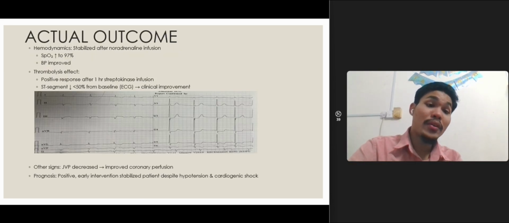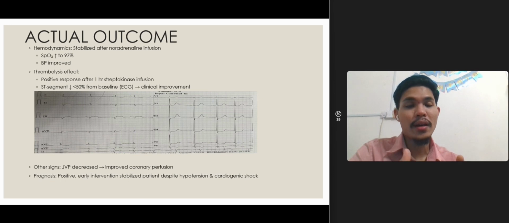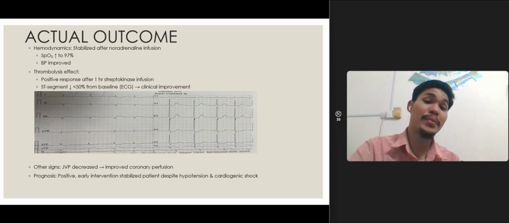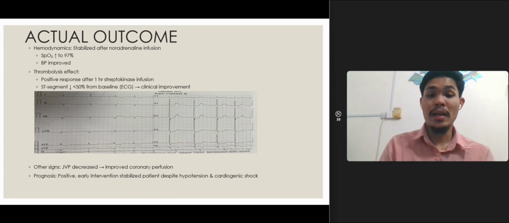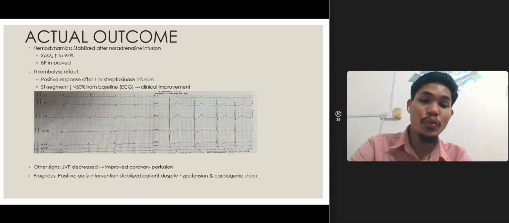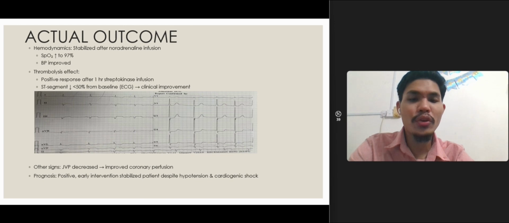For the actual outcome after we gave the treatment from the treatment plan, the patient's hemodynamic status improved after the low adrenaline infusion, and the oxygen saturation increased to 97%. The blood pressure is stable. The streptokinase infusion produced a positive therapeutic response. ST elevation decreased by less than 50% compared to the baseline ECG, which indicates clinical improvement. The jugular venous pressure also reduced, showing better cardiac pressure and improved coronary perfusion.